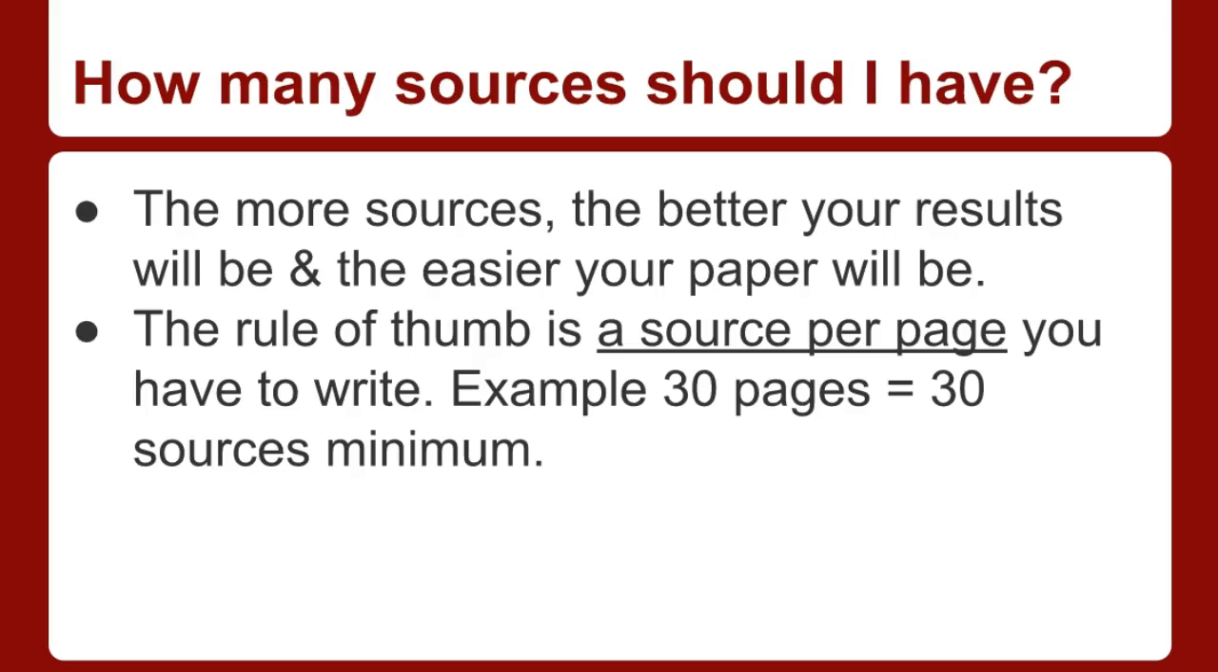Okay, so how many sources should I have when I'm writing a research paper? Well, the more sources, honestly, the better your results will be and the easier your paper will be. The rule of thumb is a source per page you have to write. So for example, 30 pages means you need 30 sources minimum. And when I mean minimum, I mean just barely, because you never know what sources you're going to have to cut out. So I would usually start off with a larger amount of sources than the page requirements.